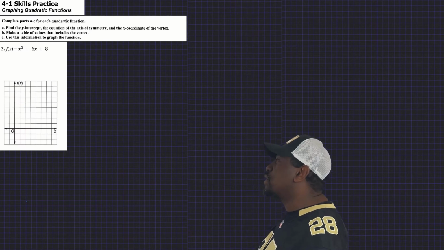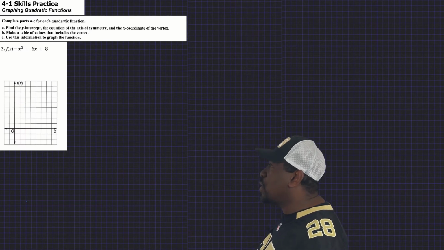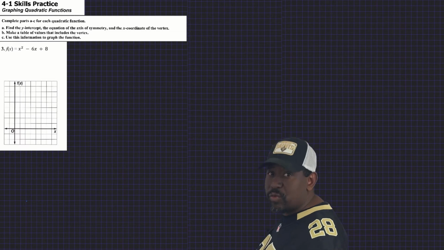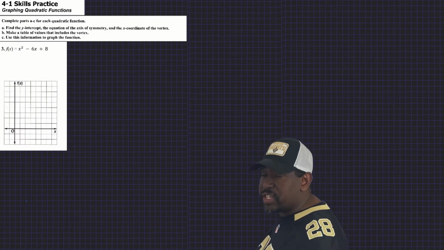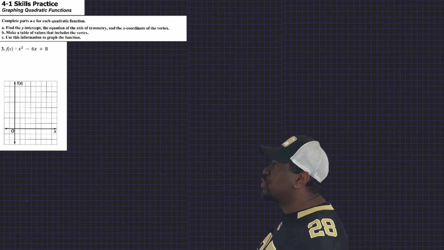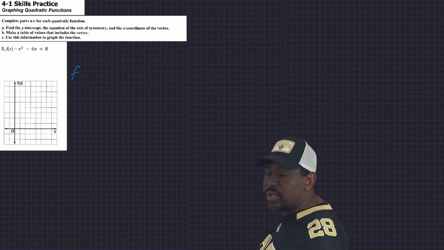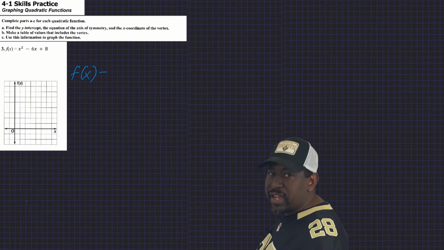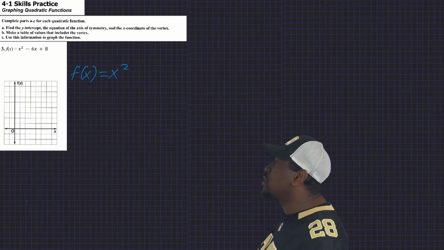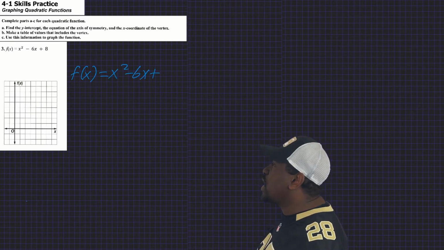Our objectives are the same as in the first problem. We're going to find the y-intercept, the equation of the axis of symmetry, and the x-coordinate of the vertex. We'll make a table of values that includes the vertex in the middle, and we will use this information in the table to graph our points and get our graph. So first thing we do is we write our equation. f of x equals x squared minus 6x plus 8.